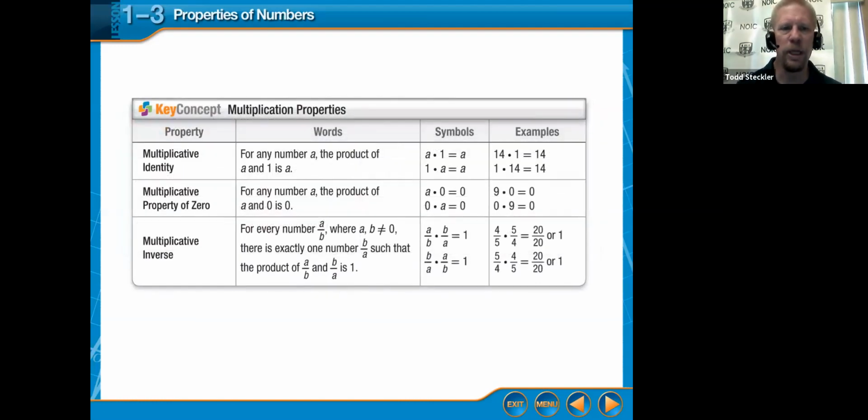Let's take a look at multiplication. The multiplicative identity is the number 1. Because if you take any number and multiply by 1, that number remains the same. Same thing if you take 1 and multiply by that number, it remains the same. So if we have the number 14, 14 times 1 is still 14, or 1 times 14 remains 14. So the number 1 is called the multiplicative identity. In other words, if you multiply by 1, that number does not change.